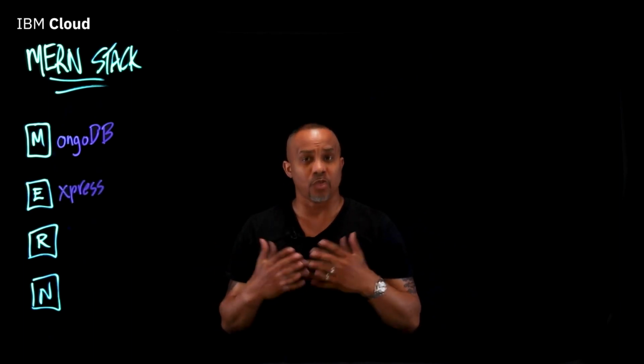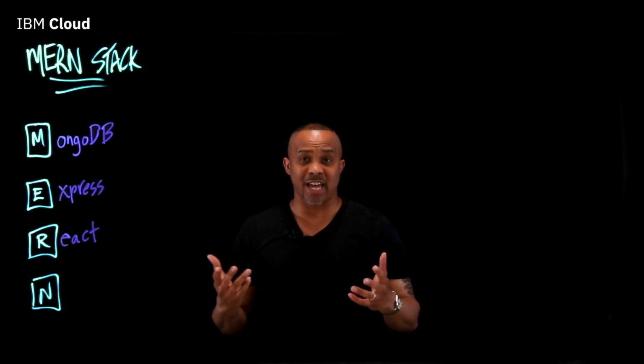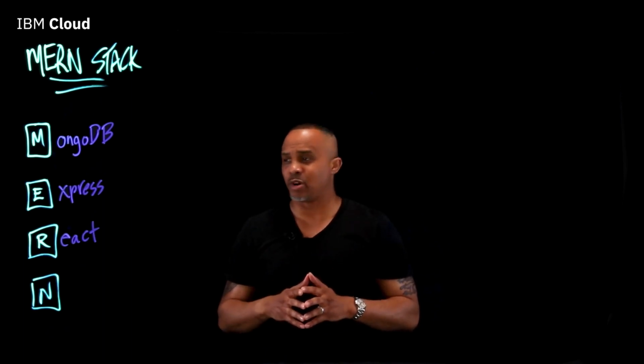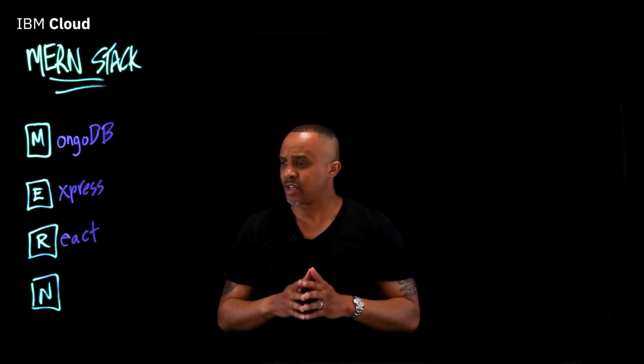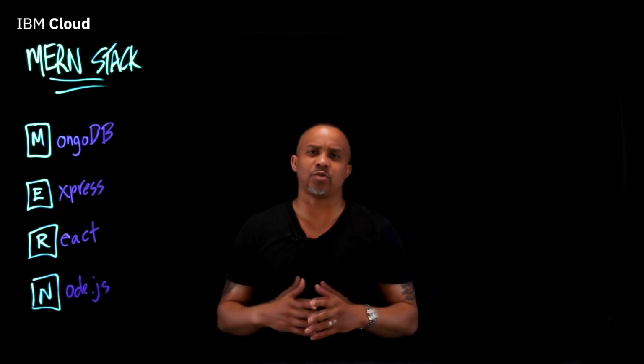My topic for today is the MERN stack. Let's break this one down. The M stands for MongoDB, great NoSQL database. There's a lot more on that in other videos that we have. The E is for Express, your web server. R is for React, great web language to build presentation layer or front ends. And the N is for Node.js, which really empowers it all and brings it all together.